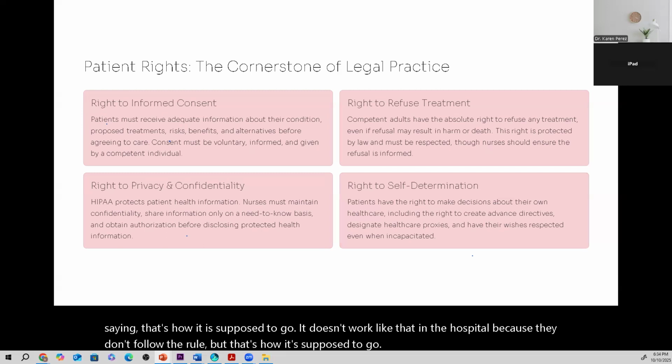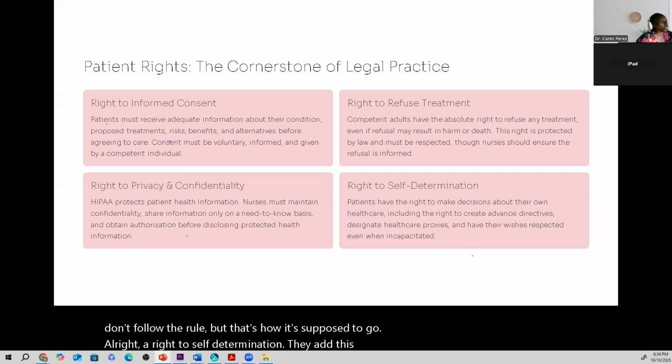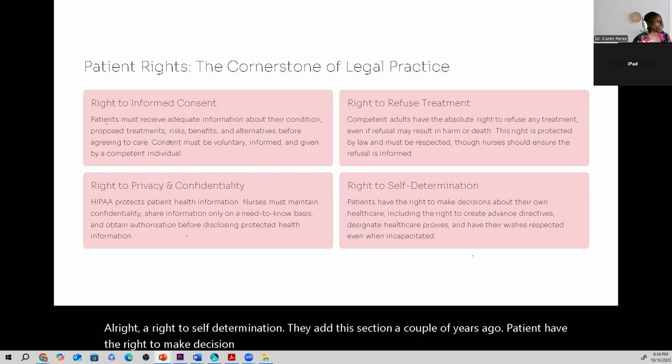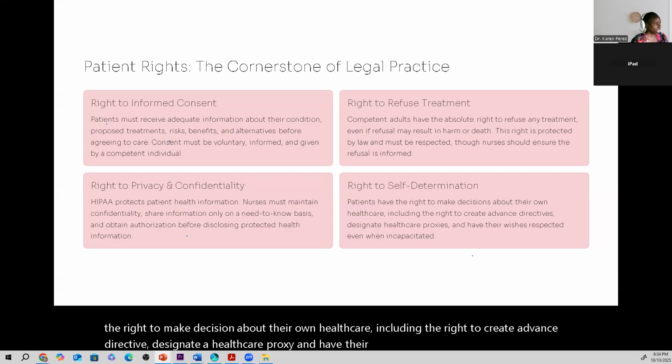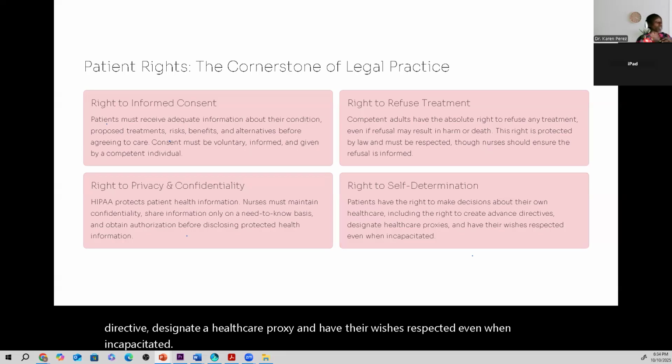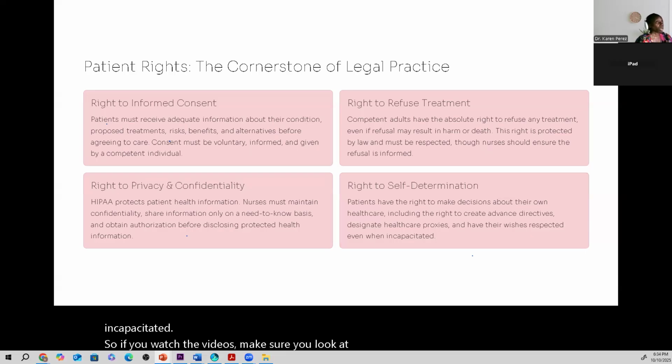A right to self-determination. They added this section a couple of years ago. Patients have the right to make decisions about their own health care, including the right to create an advance directive, designate a healthcare proxy, and have their wishes respected, even when incapacitated. So if you watch the videos, make sure you look at advance directives, what they are, and healthcare proxies.